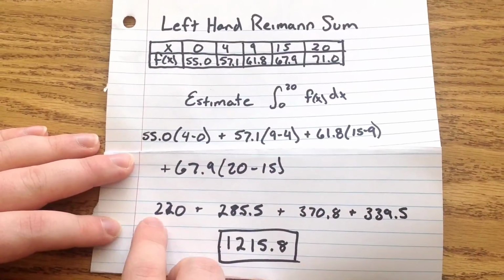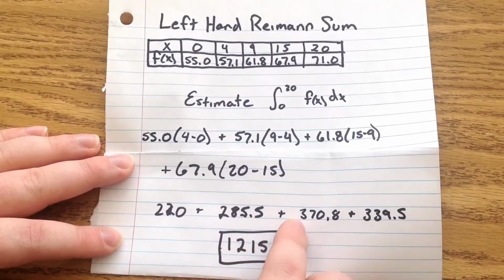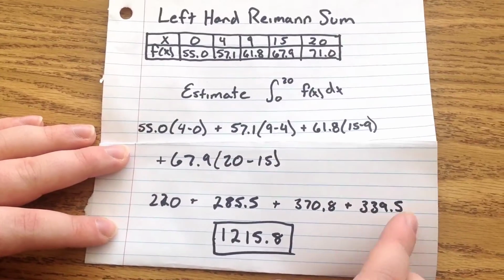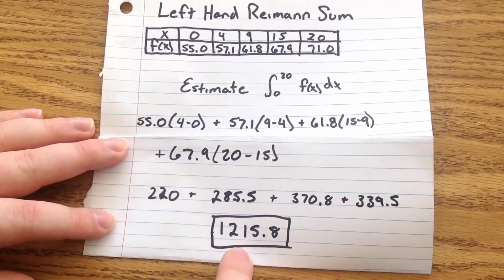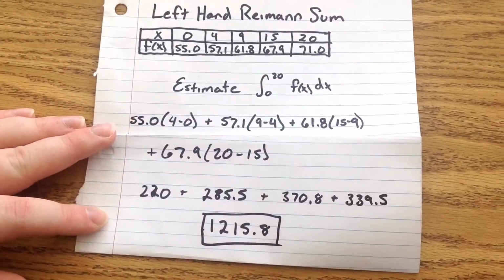And once you simplify that, you get 220 plus 285.5 plus 370.8 plus 339.5, and your answer would be an estimate, which is 1,215.8.